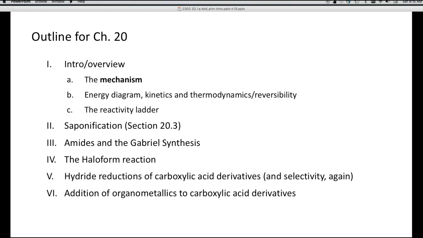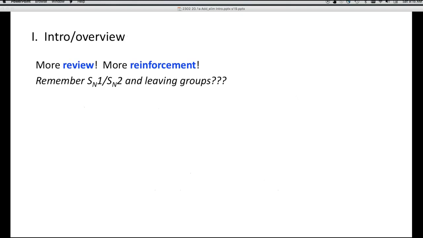Outline for chapter 20, we start off pretty basic, pretty slow, good review, I think, as usual, some good review of thermodynamics. And then we go through a variety of reactions. Again, the good news is a single mechanism for the most part, plus a review of some things you've already learned before. So, like I said, more review, more reinforcement.